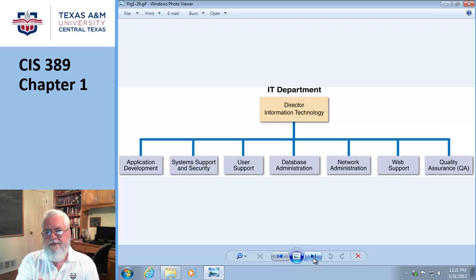Now, the converse is not true, right? The salespeople are not going to know beans about how to develop a system, but you're going to end up being the smartest person in the company when you're done.